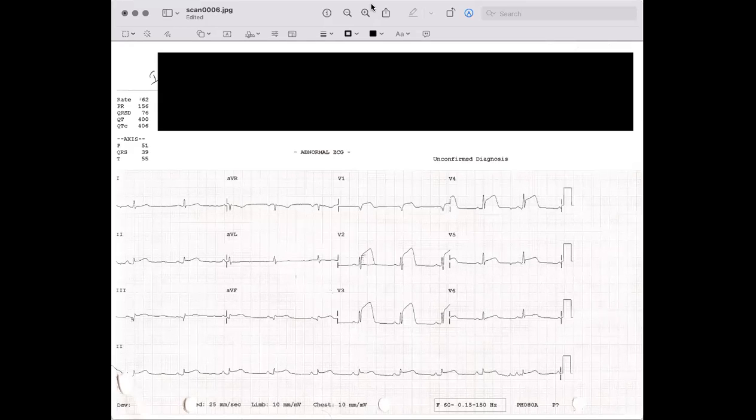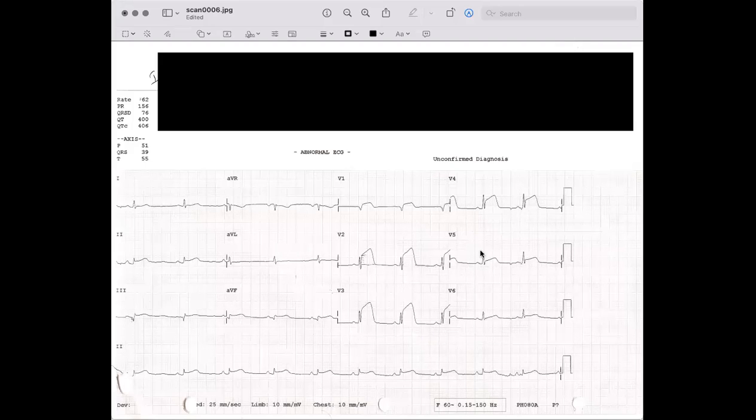In the beginning, I will confirm the patient identity. Then I will check the calibration. What is the calibration here? It's about 2 large boxes. That's a good calibration. It's 1 millivolt. Excellent.